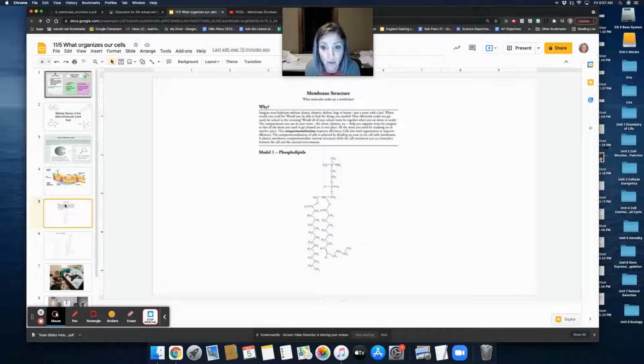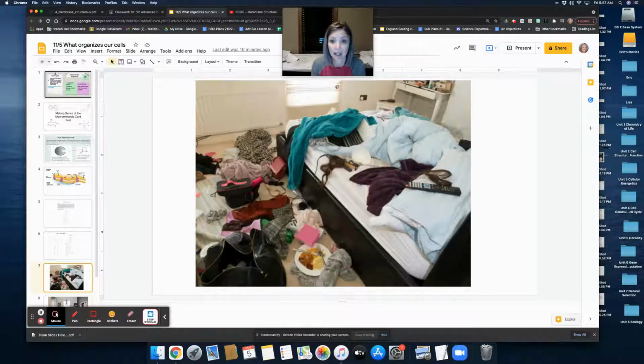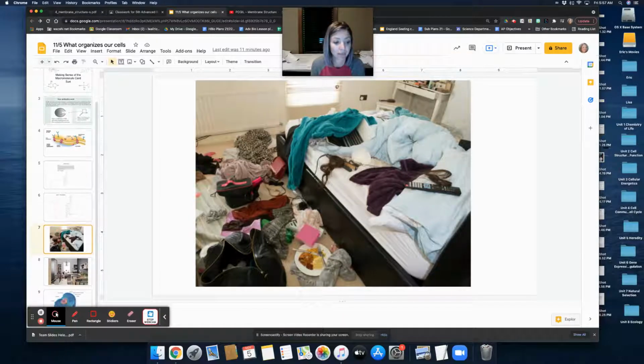Cells also need organization to improve efficiency. The compartmentalization of cells is achieved by dividing up areas in the cell with membranes. A plasma membrane compartmentalizes internal structures, while the cell membrane acts as a boundary between the cell and the external environment. Okay, so if I can give you a visual, this is not what your cells are like.